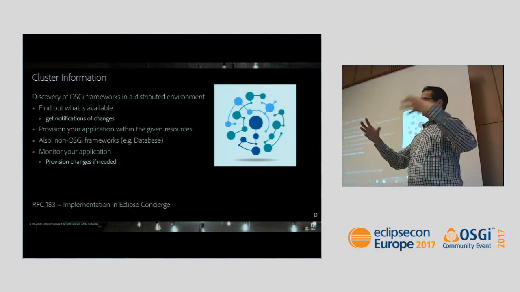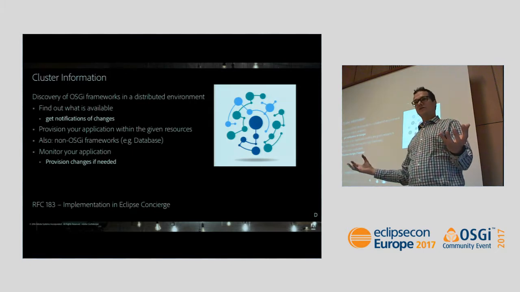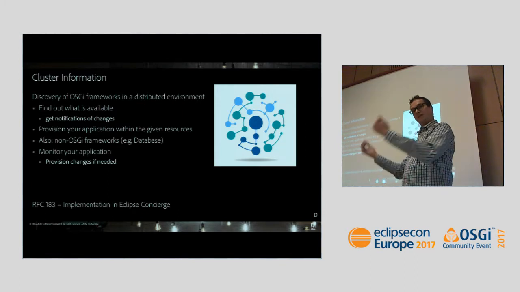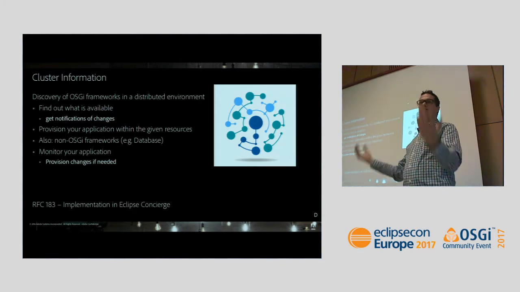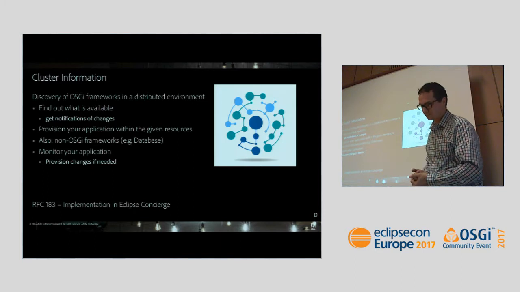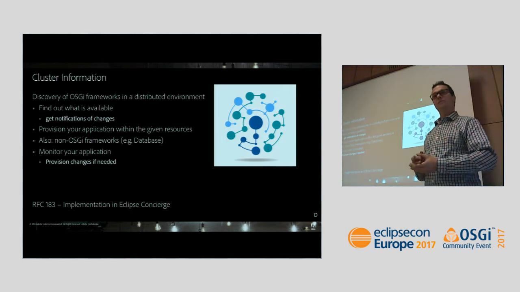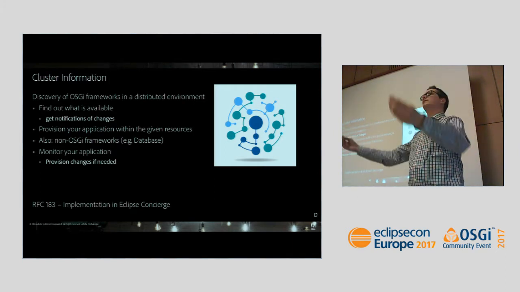So if you're in a distributed environment where 5 OSGi frameworks are running, you have 5 services that represent these frameworks in your local service registry that you can find out about. And you can read out information. You see in the next slide what kind of information it is. But you can also use these services to make changes to your deployment.